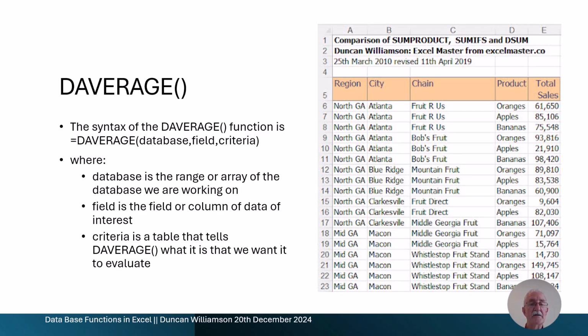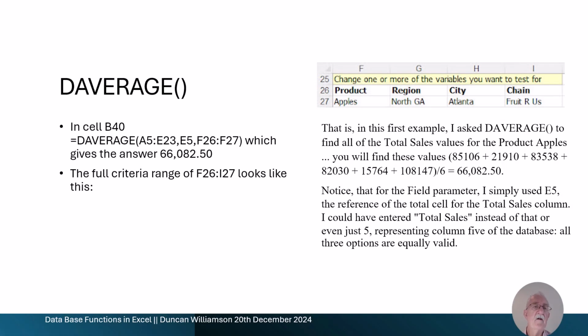And the criteria is a table that tells DAVERAGE what it is that we want to evaluate. And I'll show you that in a second. The criteria table isn't on this slide. In cell B40 of that worksheet, the DAVERAGE formula is, as you can see there, and it gives the answer of 66082.5.